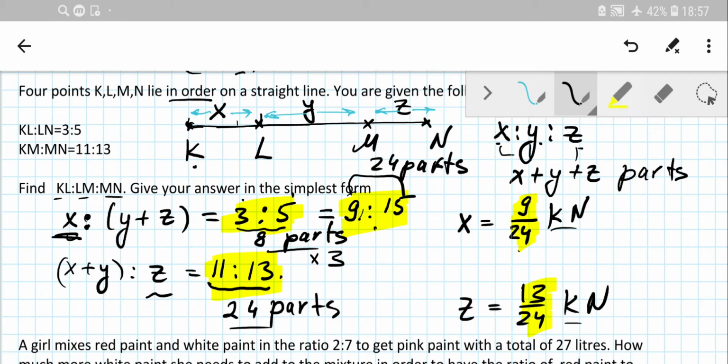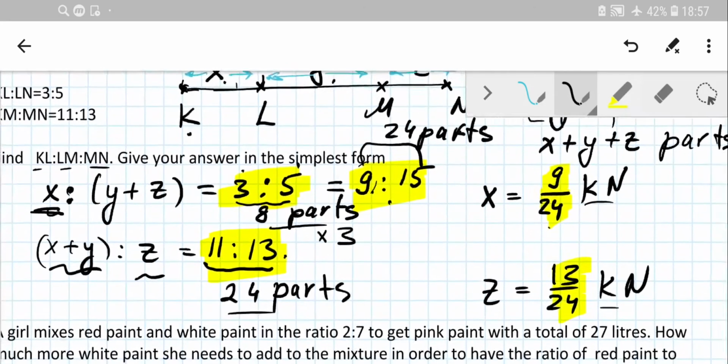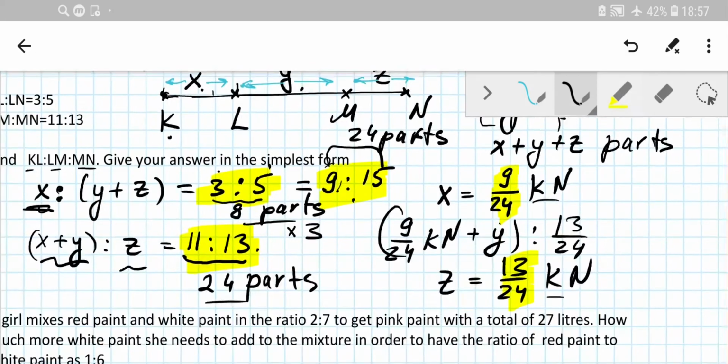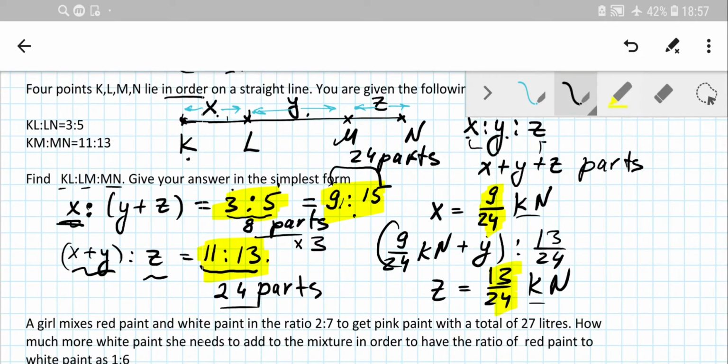We don't know about y, but we know that x and y together will give us Km, right? So x and y, it's here. And if we know for x, so just simply we can use this equation, this ratio, and instead of x, we put 9 over 24 of Kn, and instead of y, we put just y. And z, what about z? We relate to 13 out of 24 parts. So that's our ratio, right? That's our ratio.